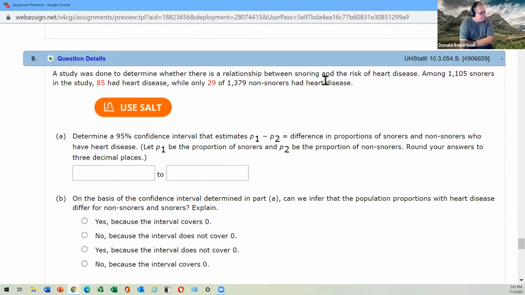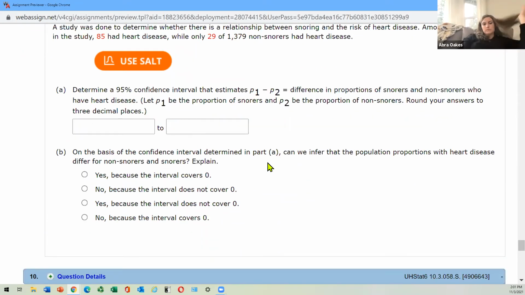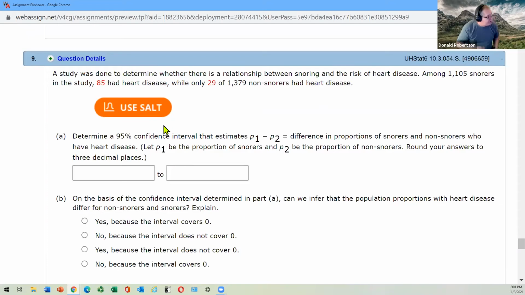Do you want me to do another one from this, or shall we move on to the next section? Thumbs up means we're moving on. No, can you do one more? One more. Okay. Thank you. I'm staring at this one, so we might as well do it, right? Which is question 9. So I'm going to have to write the numbers down so I can keep track of them all.